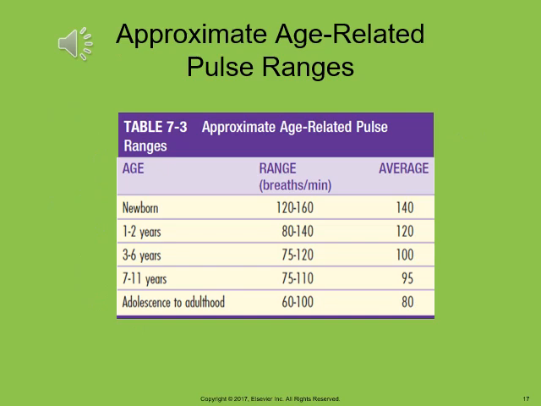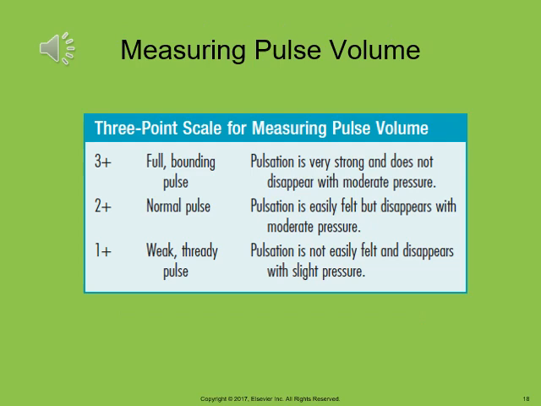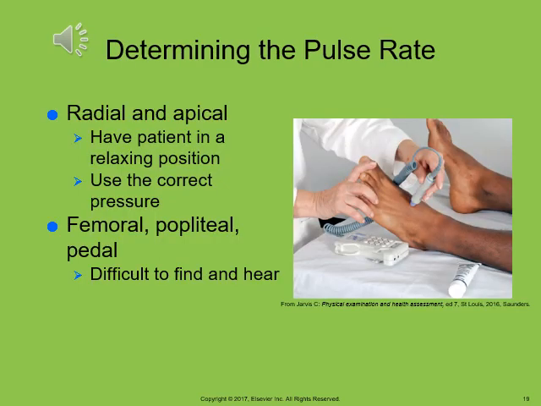This table shows approximate age-related pulse ranges. The force of each pulse beat is described as bounding or full, strong or normal, or thready or weak. The pulse force is measured using a 3-point scale that you can view on this slide. Figure 7.10 shows a Doppler ultrasound unit used to measure the pedal pulse.